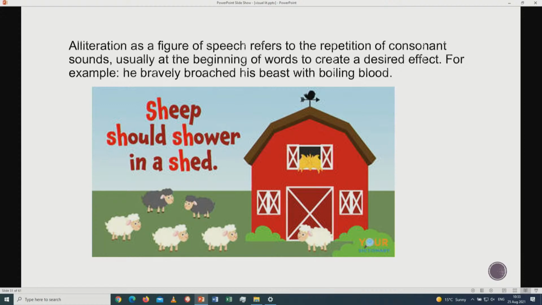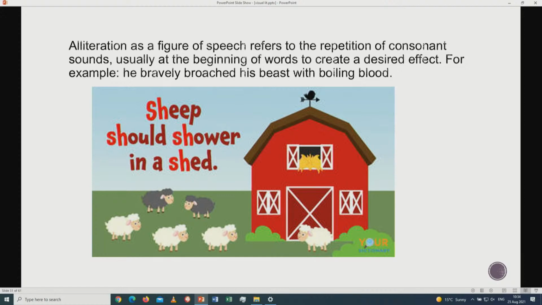We also have alliteration. First thing, we need to understand what is an alliteration. It is a figure of speech that refers to a repetition of consonant sound, usually at the beginning of words, to create a desired effect. When we look at the picture, we see sheep. As we said, the sound at the beginning of words. Sheep should shower in a shed. So all these red words are at the beginning of the words that make a sound.